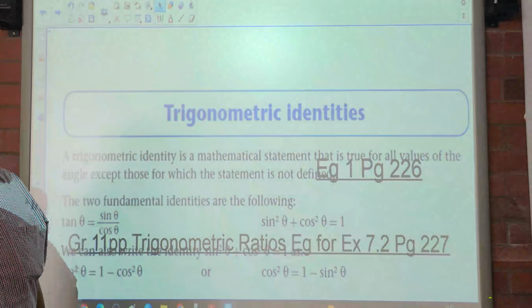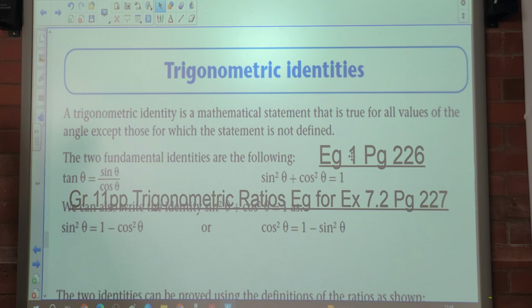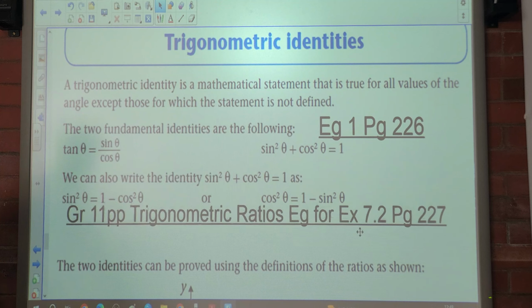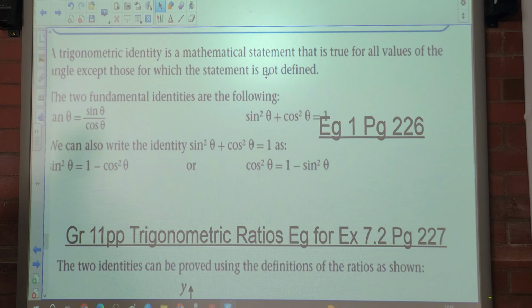Okay, so trigonometric identities. A trigonometric identity is a mathematical statement that is true for all values of the angle except for those for which the statement is undefined. When is something undefined? When you're dividing by 0, when the denominator is equal to 0.